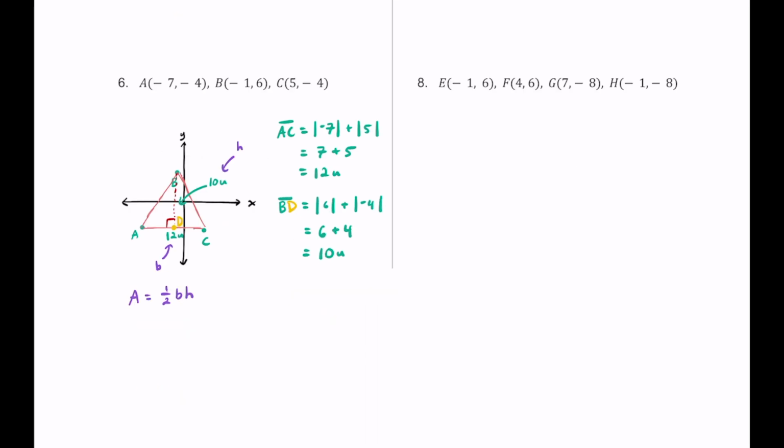Okay, so substituting into the formula, we have 1/2 times base. The base is 12 units, and the height is 10 units. Multiplying 12 times 10, that's going to equal 120, and then units times units is units squared. So that's 120 square units, and then half of that is going to be 60 square units. Okay, that would be the area for this triangle.